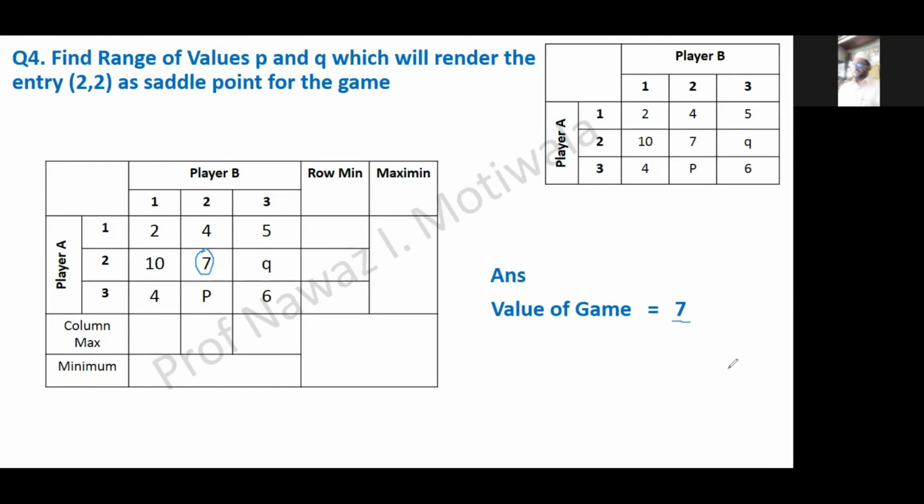Now let us proceed to our regular procedure. So if I find row minimum in the first row, before that I will write 7 and 7 in both the columns of maximin and minimax because I know the value of the game. Then the row minimum in the first row is 2. Second row I can't write right now because I don't know the value of Q. In the second row we find out the row minimum. So if this is 10, this is 7, and here also our answer should be 7.